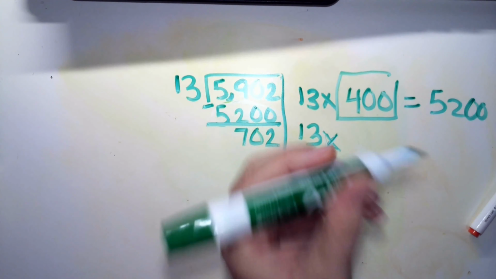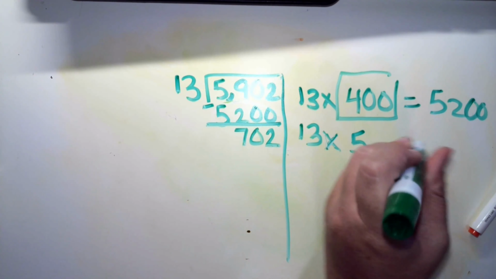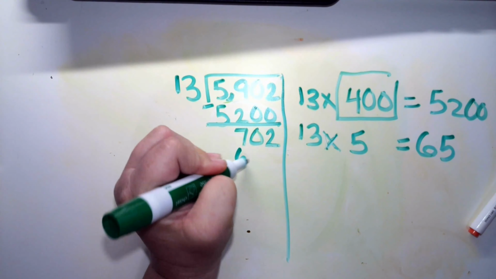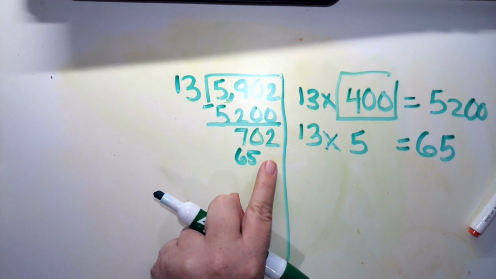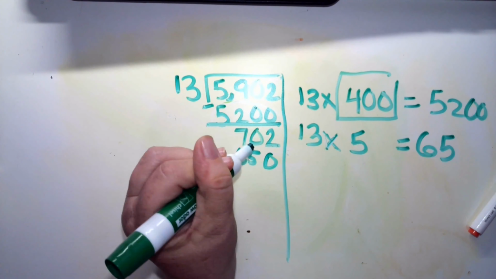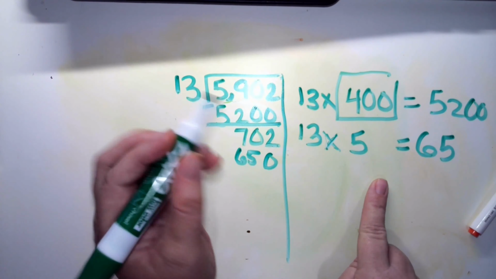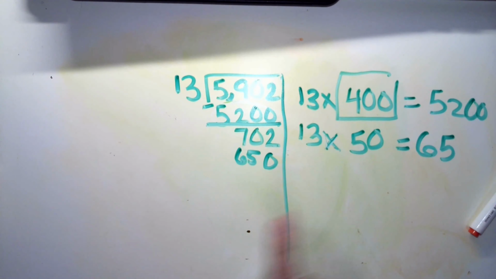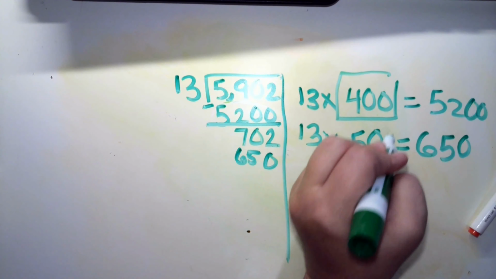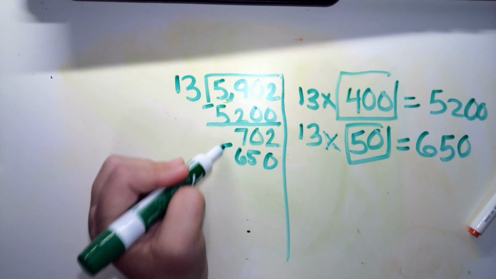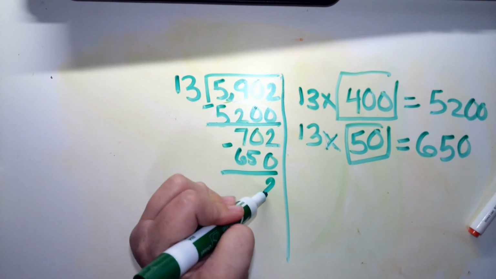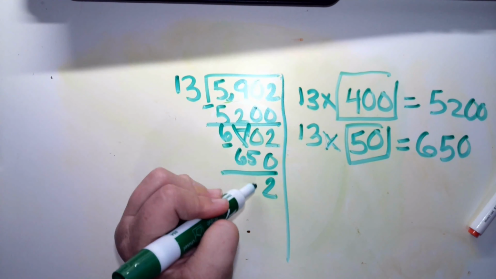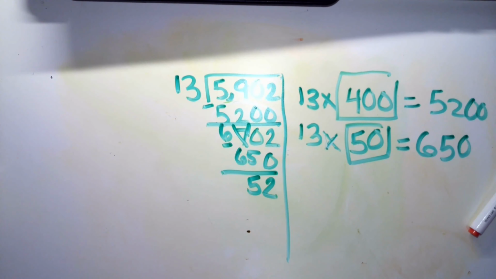Okay, well, I know that 13 times 5 gives me 65, which I can put right here. I can add a 0, but whatever I do here, I have to do over here, so I'm going to add a 0. 13 times 50 is 650, and I'm going to subtract that. 2 minus 0 is 2. My 0 becomes a 10, and my 7 becomes a 6. 10 minus 5 is 5. I have 52 left.